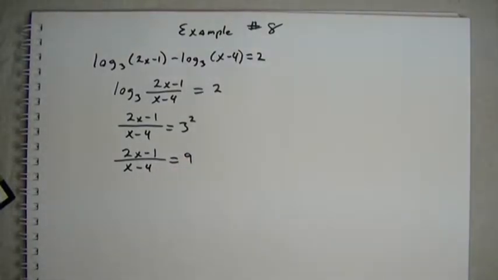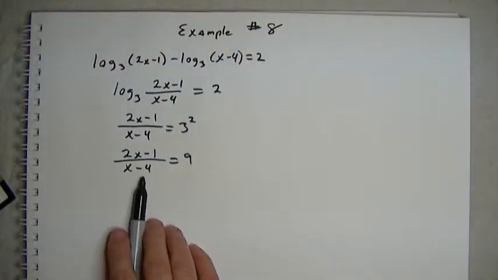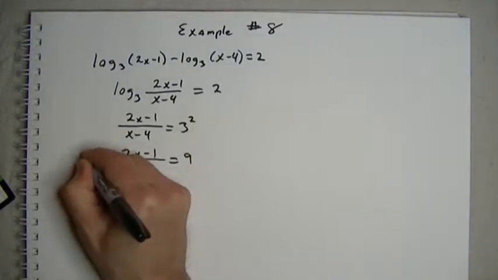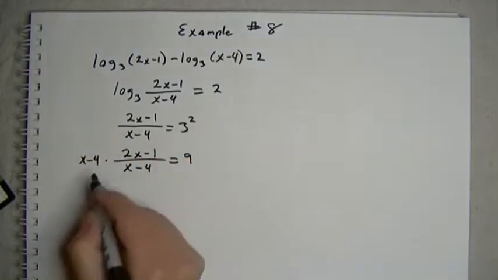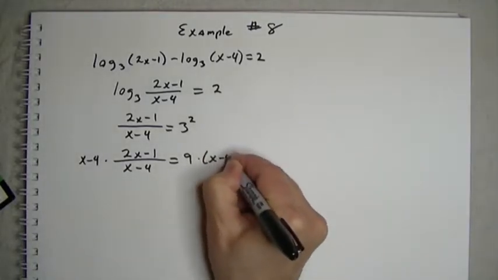Okay? Now notice, no exponents, no logs. We're free to figure out how to solve this thing as best as possible. We've got this big ugly fraction. I'm going to multiply both sides by x minus 4. Okay, these things are now going to cancel out. But of course I got to do x minus 4 over here.